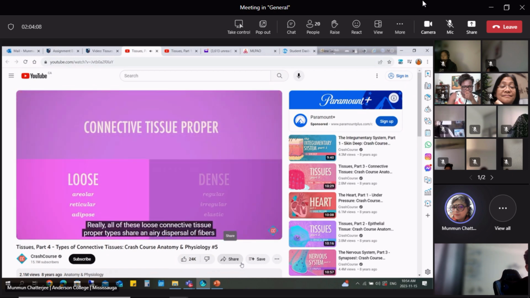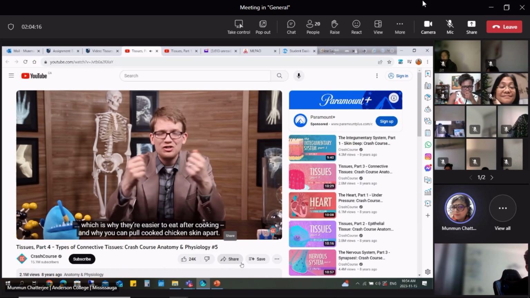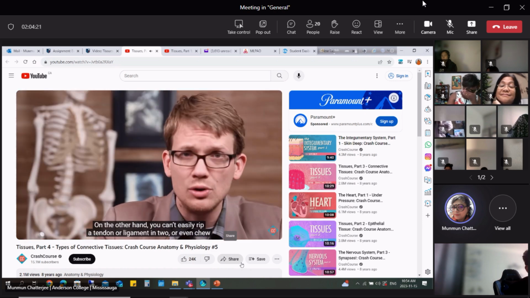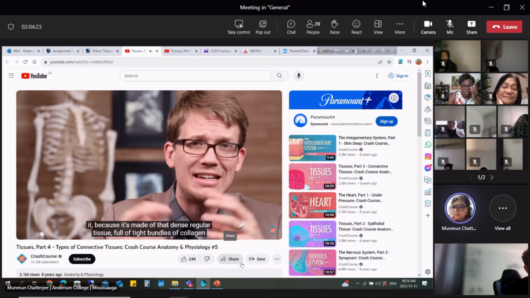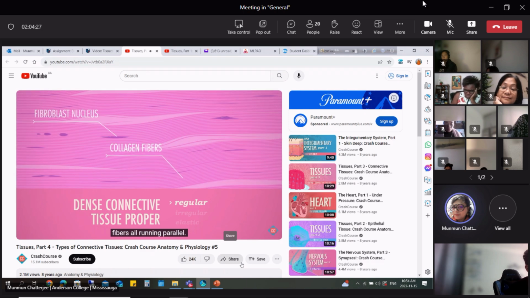Really, all of these loose connective tissue proper types share an airy dispersal of fibers, which is why they're easier to eat after cooking and why you can pull cooked chicken skin apart. On the other hand, you can't easily rip a tendon or a ligament in two or even chew it because it's made of that dense, regular tissue full of tight bundles of collagen fibers all running parallel.